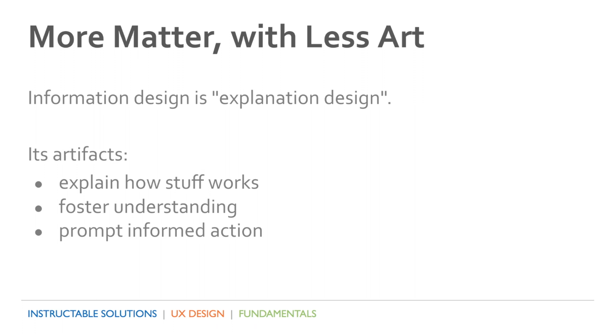To some, information design is something that we would consider explanation design. Or it might even be better to think about it that way. Information design means that what you're doing is taking a complex set of information and structuring it in a way that it almost explains itself. Its artifacts explain how stuff works, foster understanding, and prompt informed action.